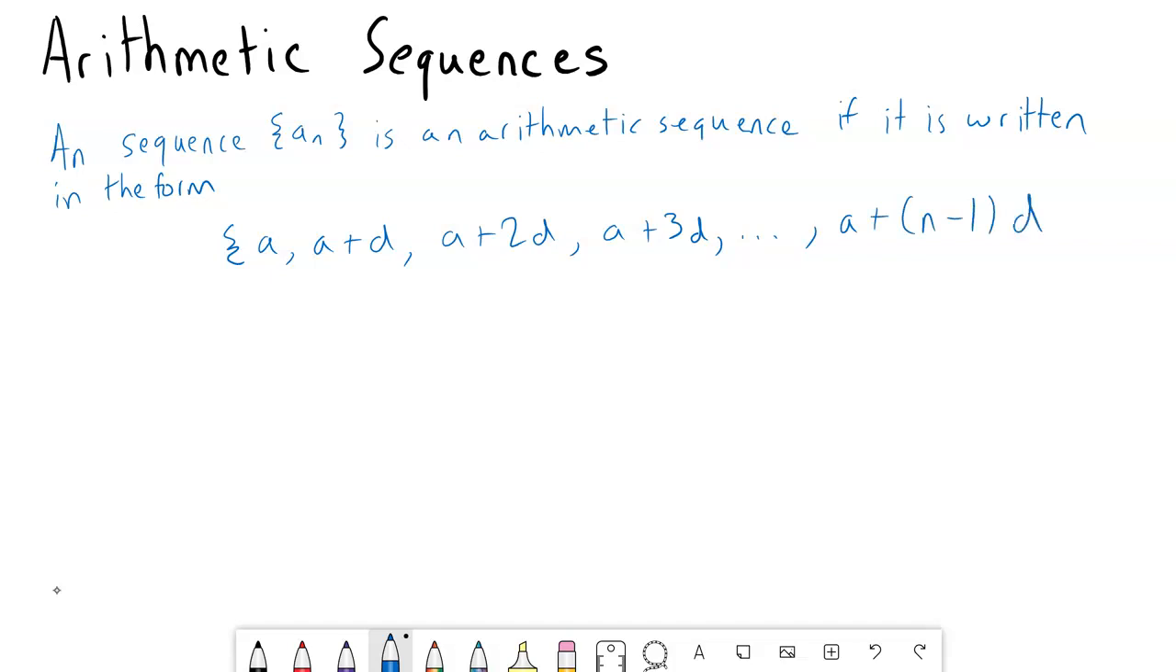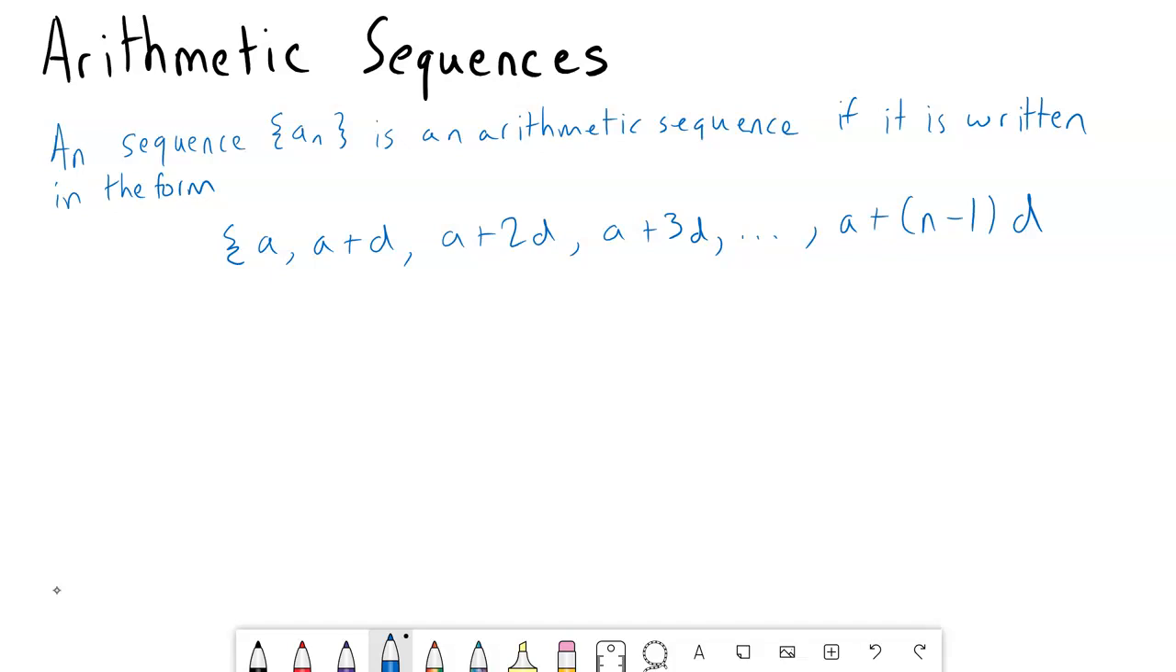And the reason why it's n minus 1 is because looking at the first term, there's no D, right? So we need this term to be 0, and the only way to do that is having the n minus 1 factor. If we look at the second term, we have to have only 1D, and the only way to get that 1D is with n, the input, being 2. So that's why we have (n minus 1)D. That's an important thing to know.